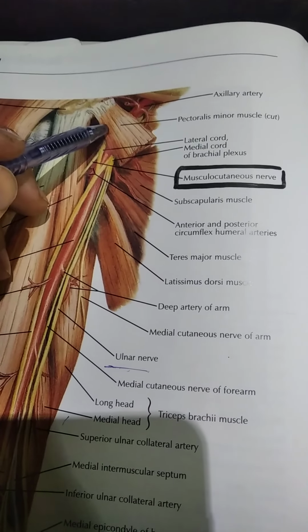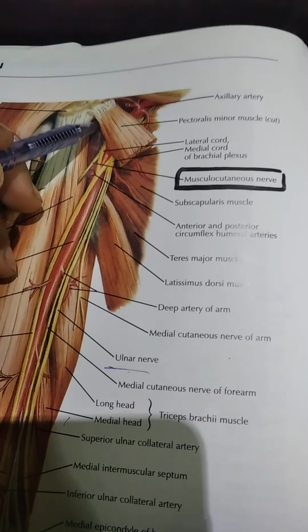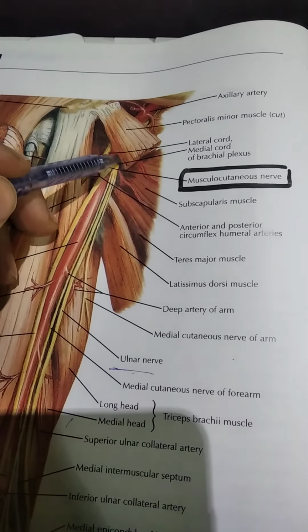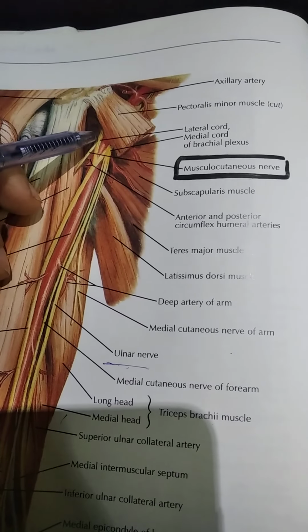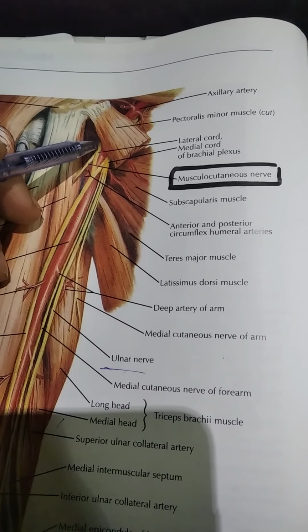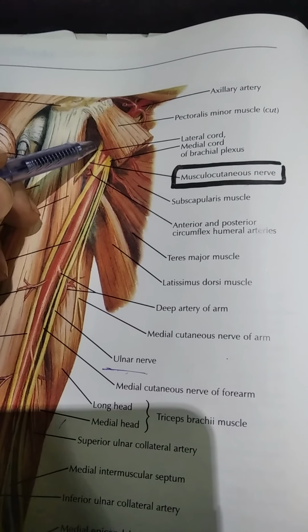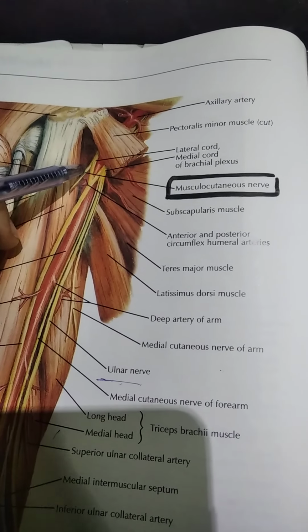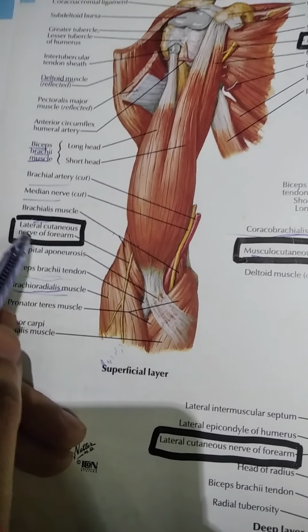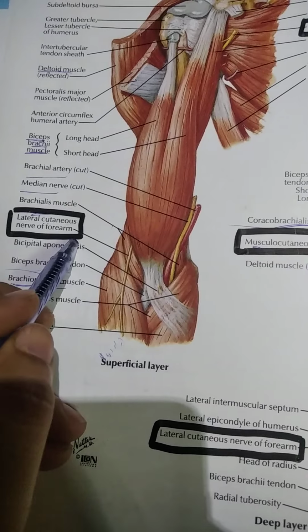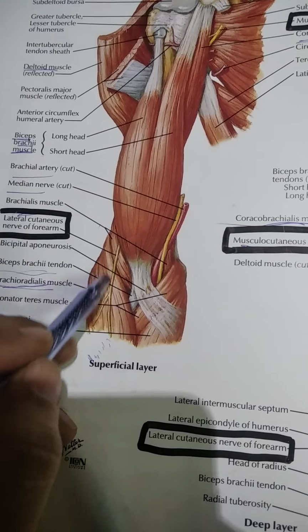Here you can see this pectoralis minor muscle. It arises at the lower border of pectoralis minor muscle. And it terminates as the lateral cutaneous nerve of forearm 2 centimeter above the elbow.